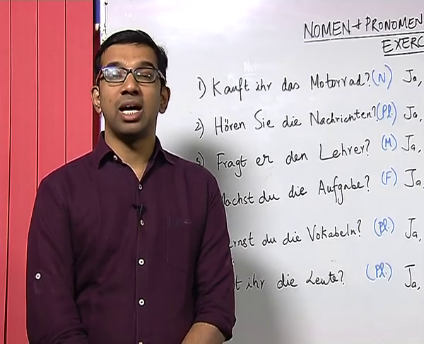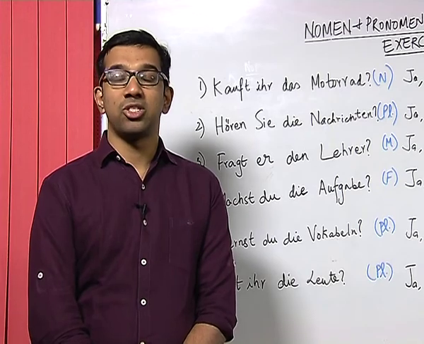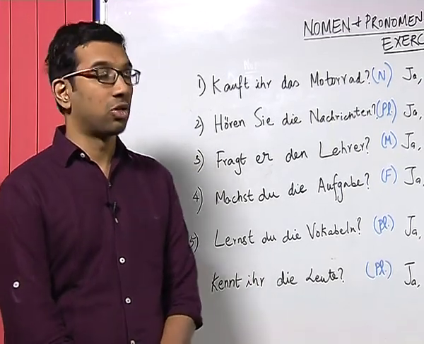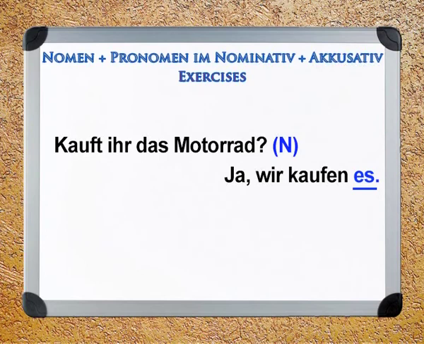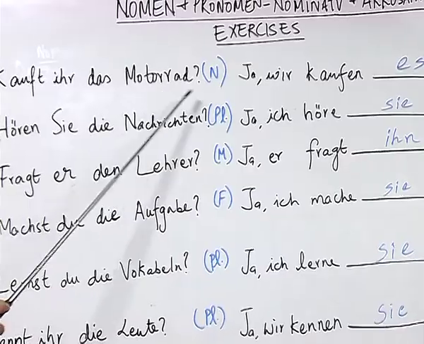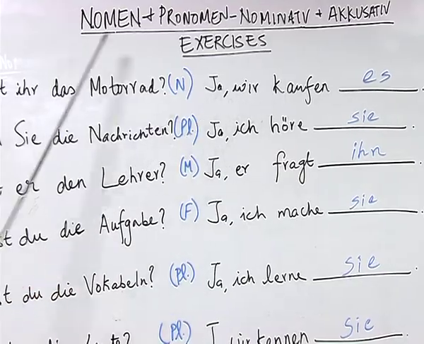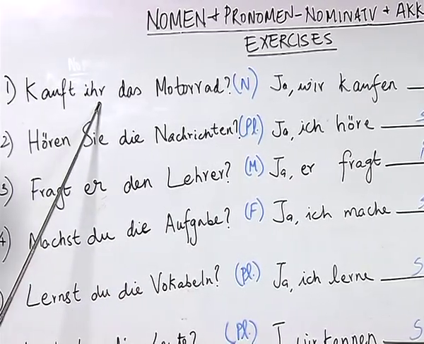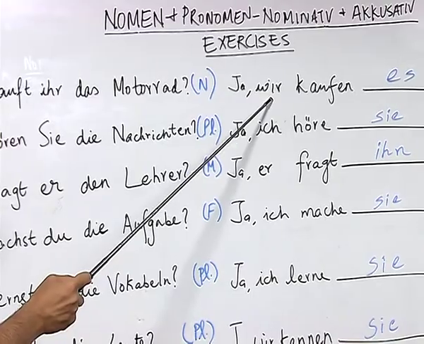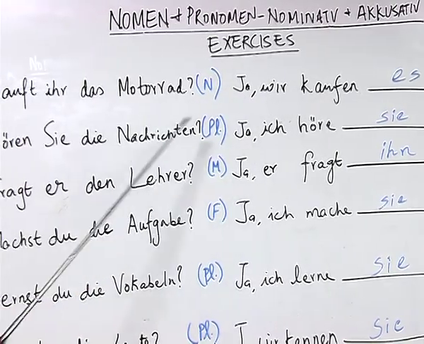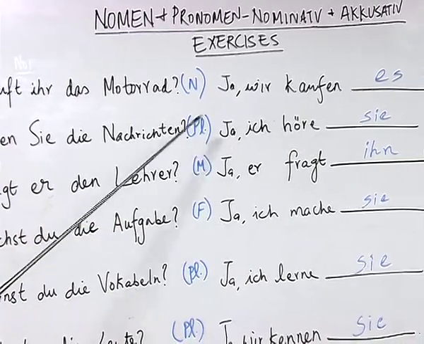Now, let us look at the answers given by our student and check if the answers are right or wrong. Kauft ihr das Motorrad? Ja, wir kaufen es. As you can see here in the sentence, das Motorrad, which is an accusative, has been replaced by the pronoun accusative es. And as you can see here, ihr is in nominative, and here in the answer wir is in the nominative. So, the answer given by the student is right.